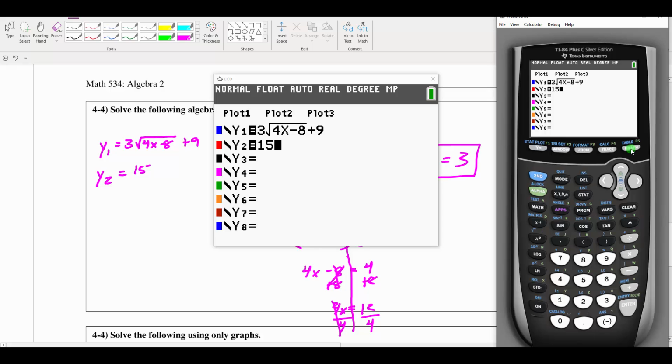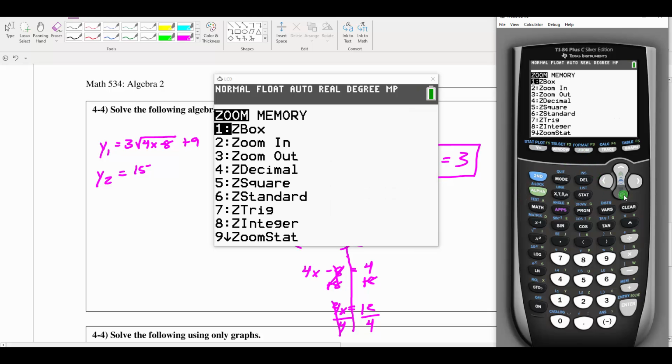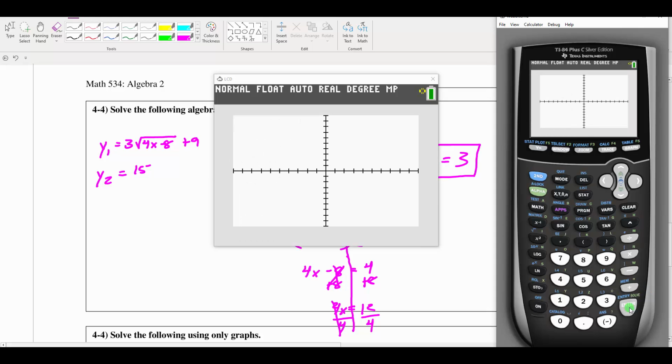All right, and then I'm going to hit graph. Okay, so we're not seeing anything, and that's not a bad thing. This means we might need to zoom out a little bit, right? Because our graph might be off of what our viewable window is there. So I'm just going to zoom out, see if I can see it after I zoom out. There it is.